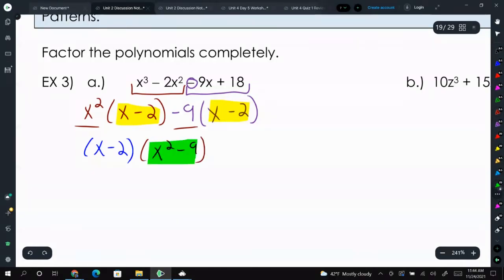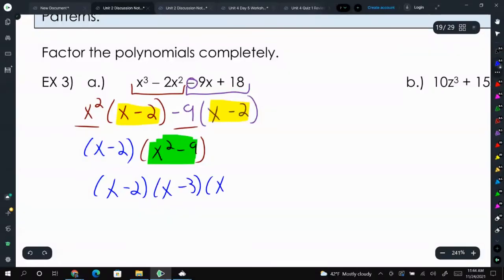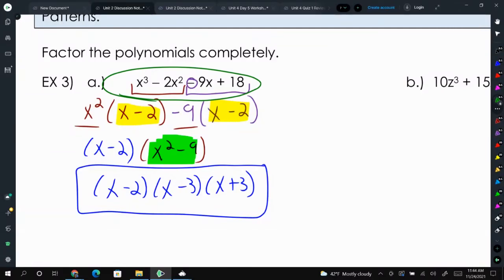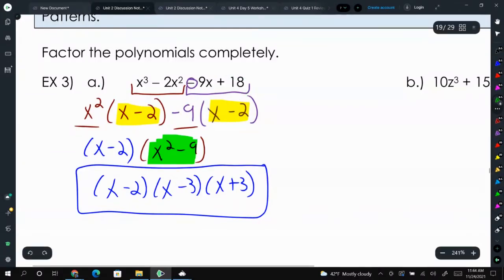Now we're not done. This is a difference of squares like we had at the beginning of the lesson. So my final answer is going to be x minus 2 times x minus 3 times x plus 3. And now we have our factored form. And this would be useful if I asked you to graph this problem. If I said graph this polynomial function, we've never really talked about that. But now that we can factor that, we've talked about how to graph this with no problem.